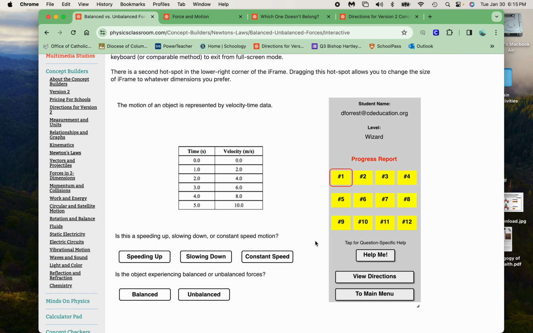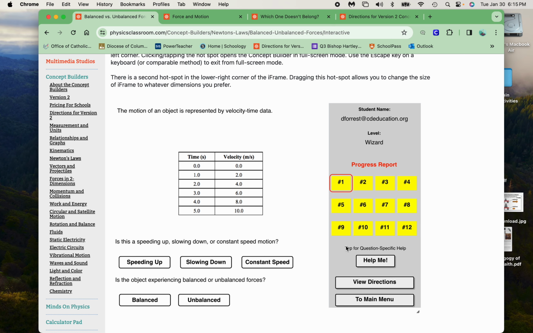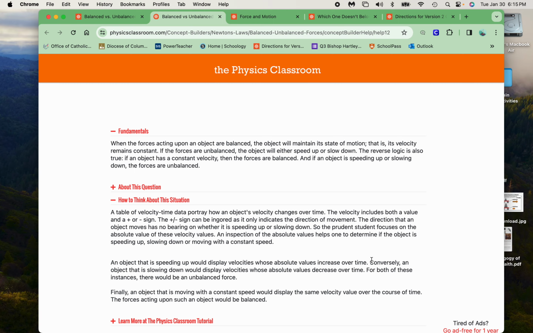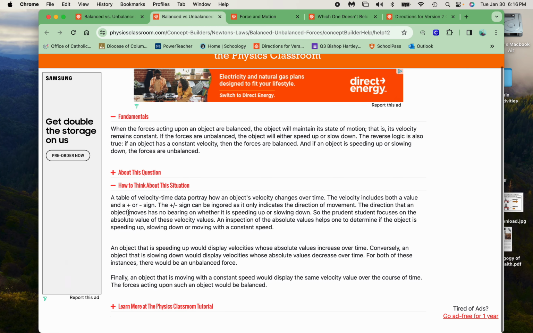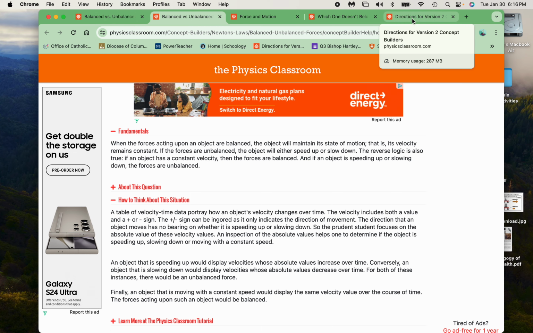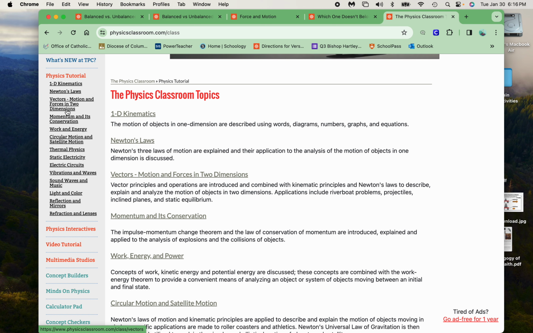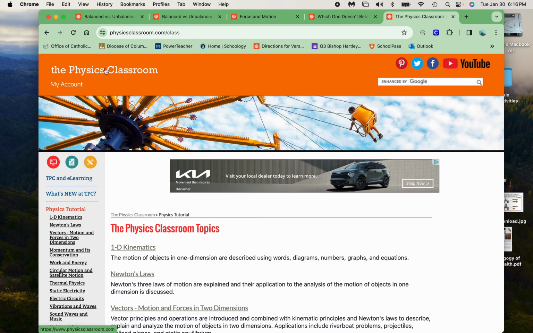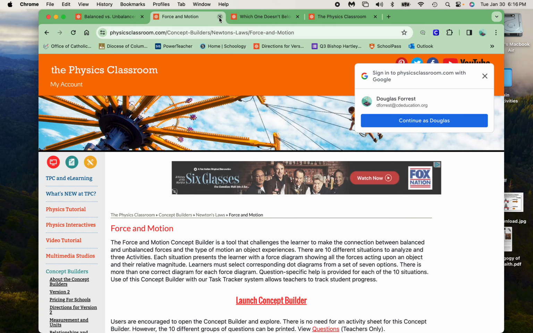So I'm going to do a sample on the wizard level. Maybe do a couple of these. Remember, if you want to get help, you can always go to the Help Me menu. You can think about a particular question, general situations, and sometimes there's links, and you can actually go to the Physics Tutorial that has a number of things about the reading. For example, you could go to Newton's laws as well. Okay, so I'll go back to that home page. Anyhow, at this point, I don't need the help menu, I think.